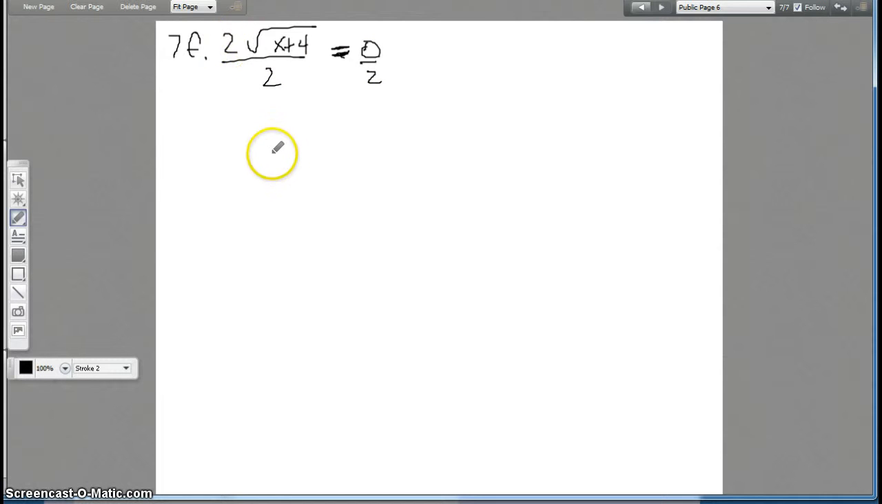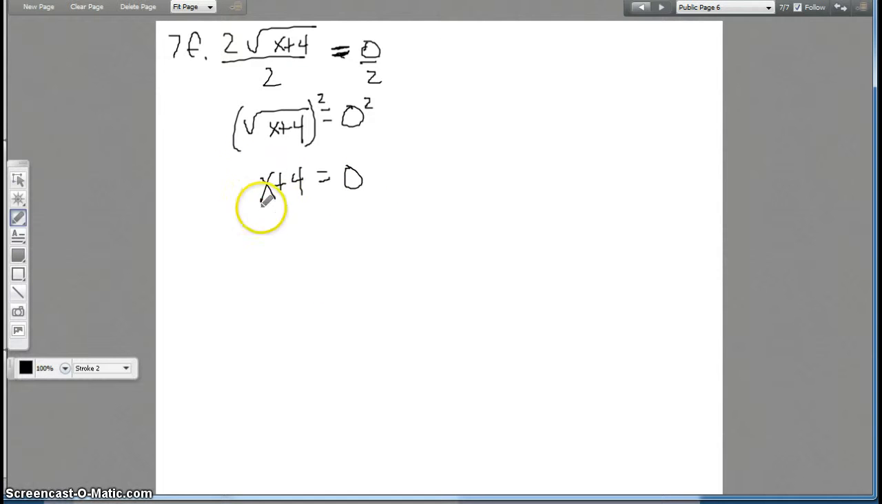Well, 2 square root x plus 4 divided by 2 is just square root of x plus 4. And 0 divided by 2 is just 0. Now we have a square root here and we want to get this x out of it. The only way to do that is to square it. So we're going to square the left side, and when we do that, we have to square the right side. The square of the square root of x plus 4 is just x plus 4, because when you square a square root, your answer is whatever was inside of that square root. And then 0 squared is 0. So now we have x plus 4 equals 0.